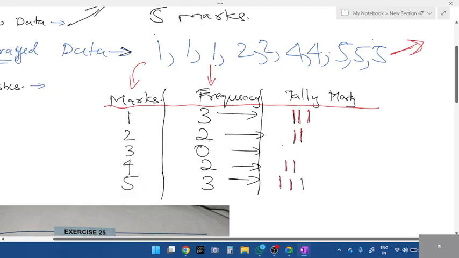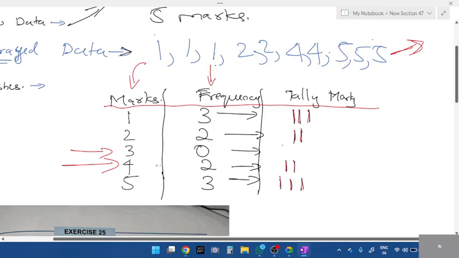Which one looks simplified? The table or the raw data? The table looks simplified. If your principal asks how many students have scored 4, the answer is 2. See, it is so easy to answer. How many students have scored 3? None. Nobody has scored 3.